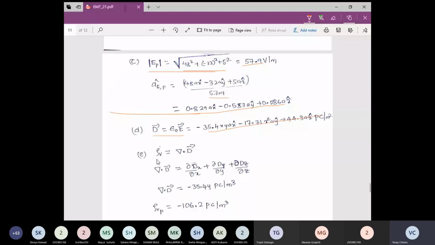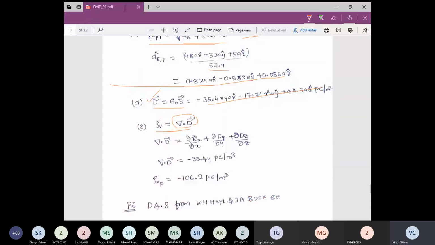We know that rho V is del dot D. You have now the D field, so we should do del dot D. And we know that del dot D is dou Dx by dou x plus dou Dy by dou y plus dou Dz by dou z. Whereas Dx is this one. So the partial differentiation of that with respect to x will be minus 35.4 y.